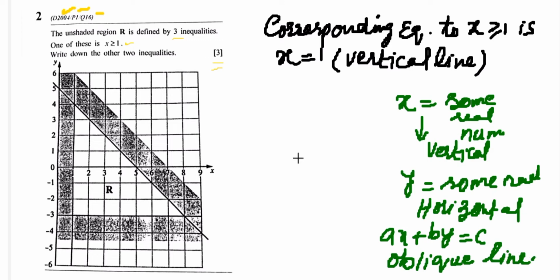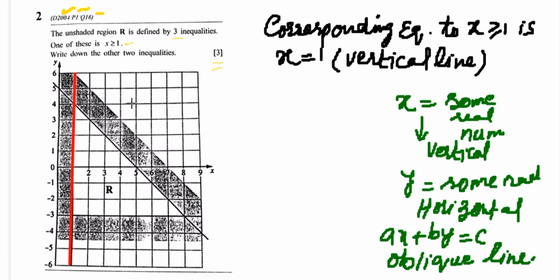So the first one is x equal to 1. Where is x equal to 1? If you see here, this vertical line represents x equal to 1. This is x equal to 1 here.